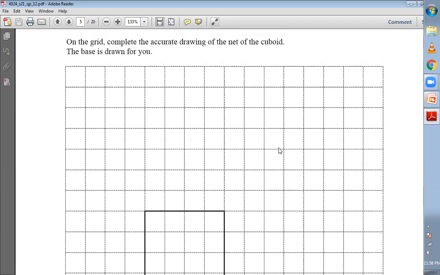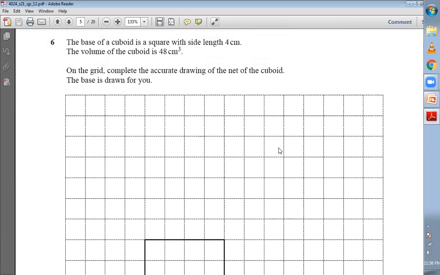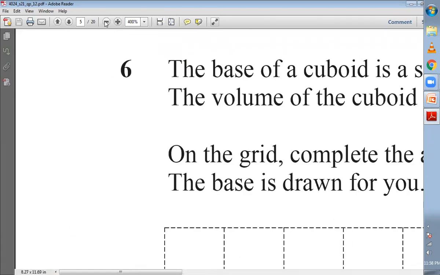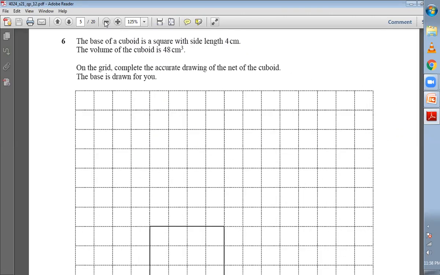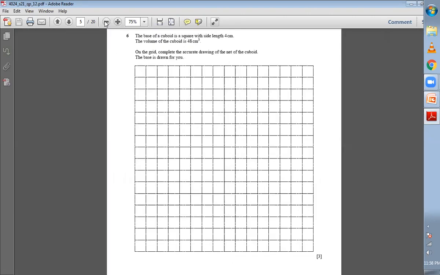Let me take the base of a cuboid, which is a square with side length 4 centimeters. If the base is a square, each side will be 4. The volume of the cuboid is 48 centimeter cube. On the grid, complete the accurate drawing for the net of the cuboid. Sorry, I am increasing the size.